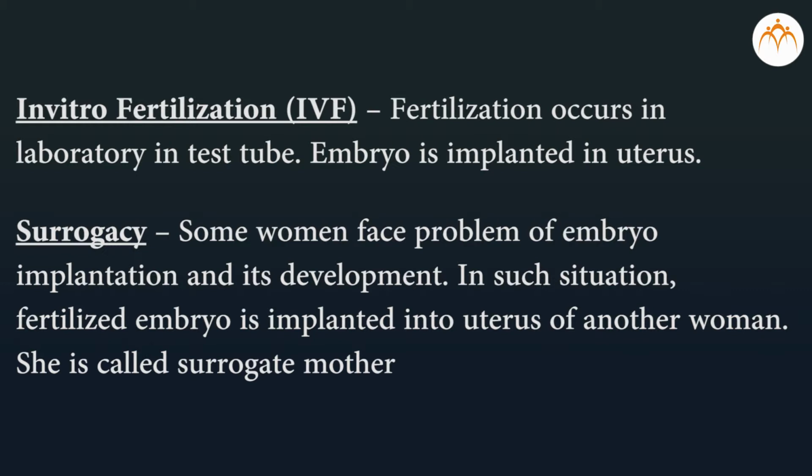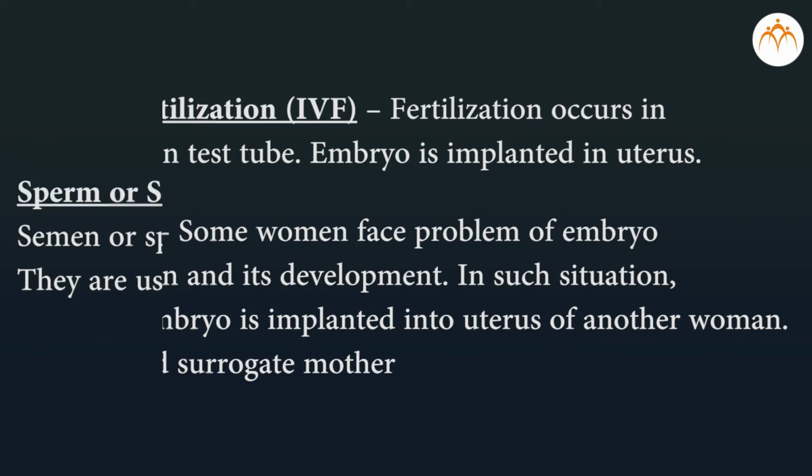Second, surrogacy. Some women face the problem of embryo implantation and its development. In such a situation, the fertilized embryo is implanted into the uterus of another woman. She is called the surrogate mother.